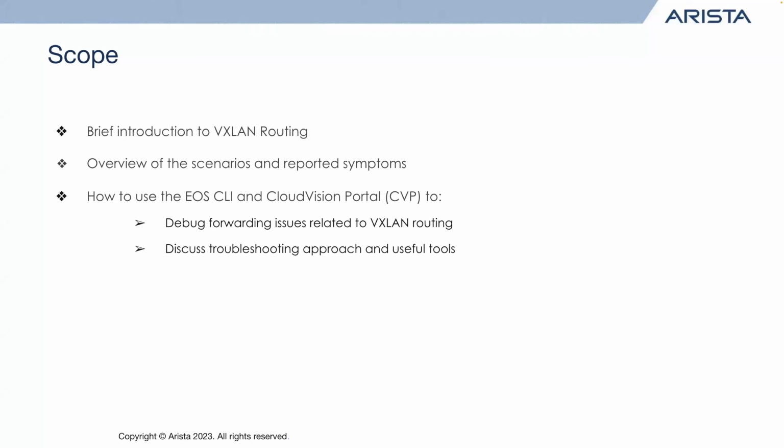Then I'll be providing an overview of the scenarios we have, with some of the common issues we see in the field. And throughout the session, we're going to be guiding you through how to leverage EOS CLI commands and tools, and also CloudVision Portal, in order to help us debug issues related to this VxLAN environment, with routing also being part of it.